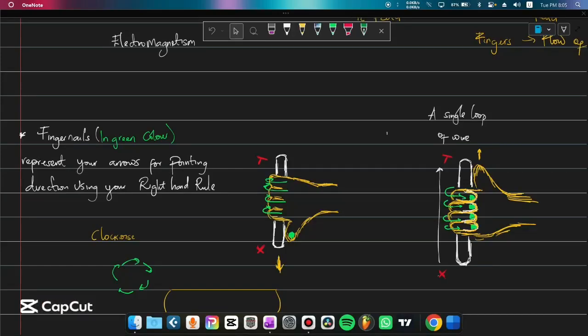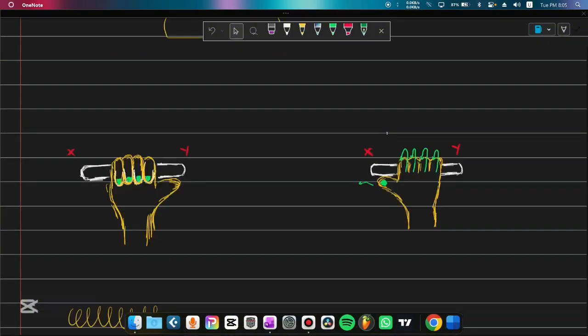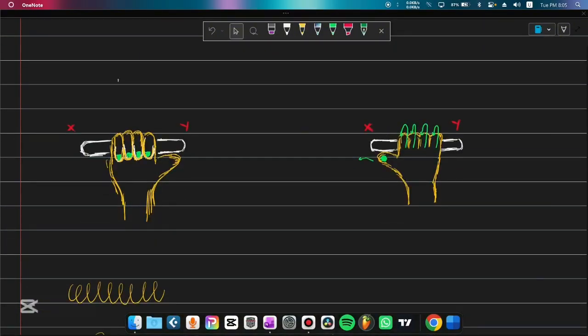Let's continue from where we stopped in our last class. In our last class, we were talking on electromagnetism, and we introduced ourselves into the right hand rule. And we remember that using the right hand rule, we have to think: are we working with a single loop of wire, or are we working with a solenoid? Is it a solenoid, or is it a single loop of wire?